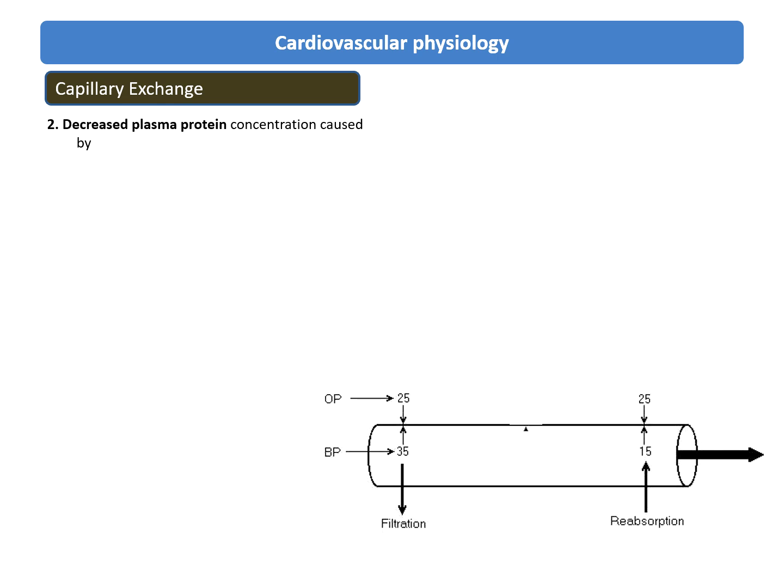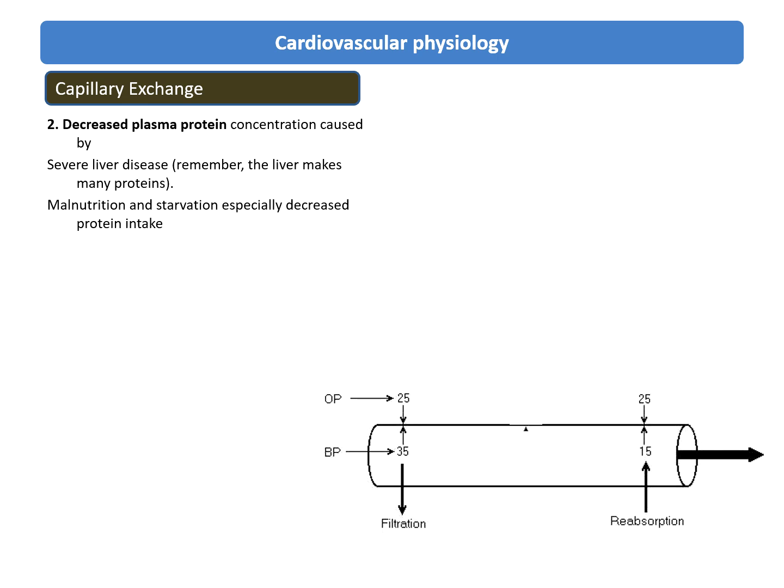Decreased plasma protein concentration could be caused by severe liver disease. Remember, the liver makes many different proteins. Malnutrition and starvation result in decreased protein intake. It can result in abdominal ascites. Renal disease causing increased protein loss can affect the plasma protein concentration.